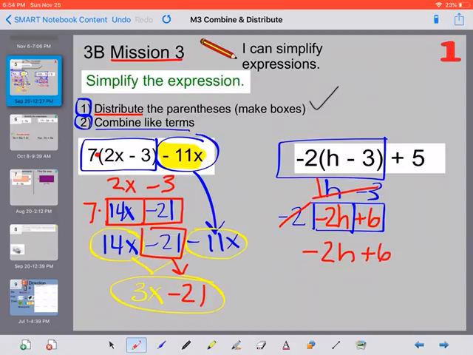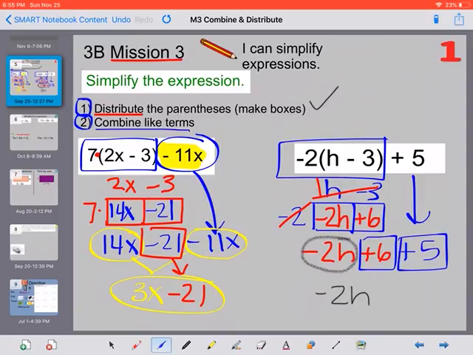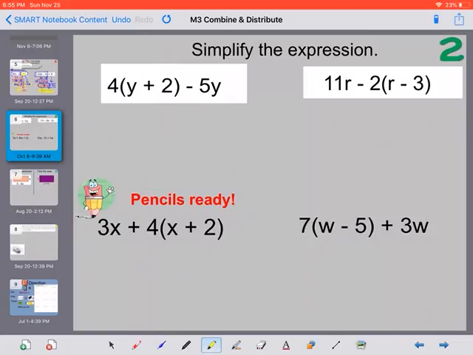We're really done with these now, so we don't need those. And then we also have this piece, plus 5. Now we can combine our like terms. We don't have any h's, so this just gets brought down. We have a negative 2h. And then combining our like terms, we have 6 plus 5 gives us 11. So this is our final answer, negative 2h plus 11. I'm going to try 2 more, and then I'll have you try 2 on your own.